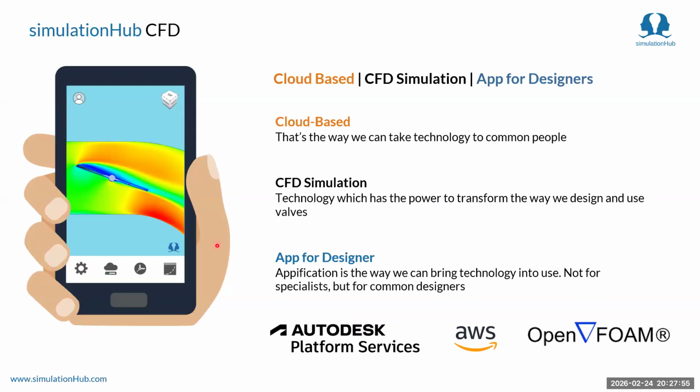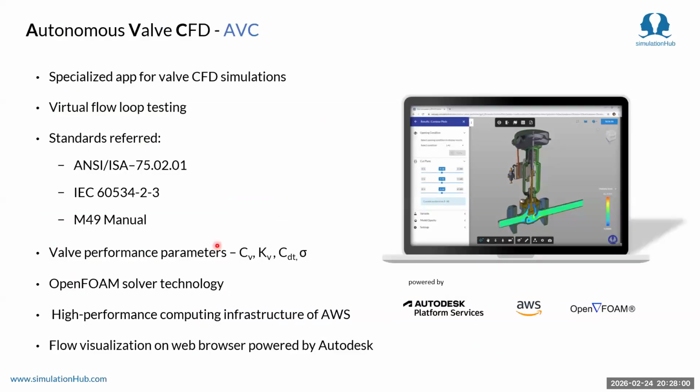In today's context, we are talking about one such app from the Simulation Hub platform, which is Autonomous Valve CFD. We refer to this as a virtual flow loop test because it mimics the actual flow loop test, and provides you the CV, CVT, or incipient cavitation index and such things. It follows the standards or the guidelines from these standards, like what is done in the actual flow loop test.